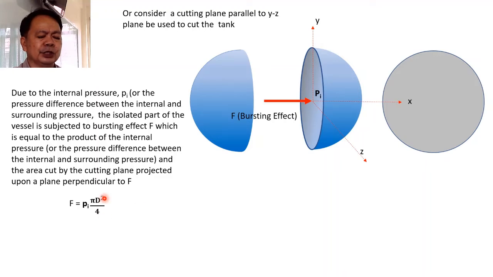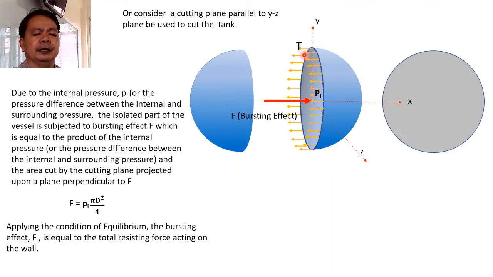And again, due to this bursting effect, there will be a resisting force developed, acting on the circumference of the wall, on the side. This may sum up to a magnitude equal to T. If we consider the condition of equilibrium, T shall be equal to the bursting effect. So if we substitute the value of the bursting effect, the magnitude of the tensile force acting on this wall is also equal to the pressure inside multiplied by pi d squared over 4.